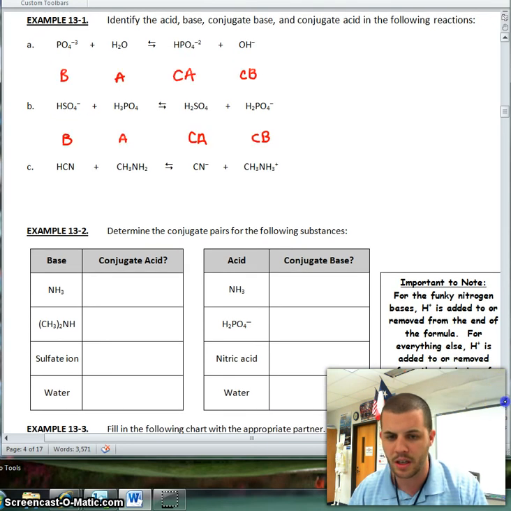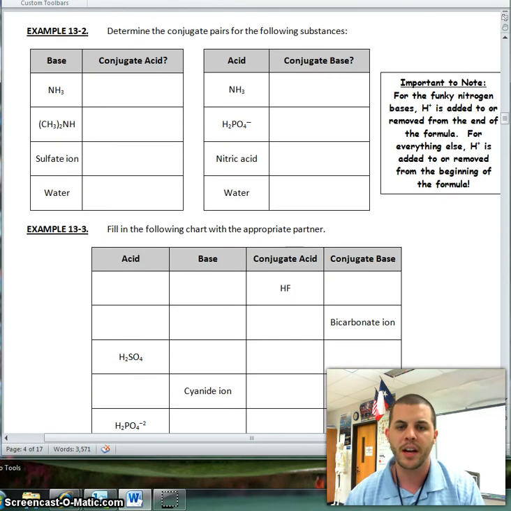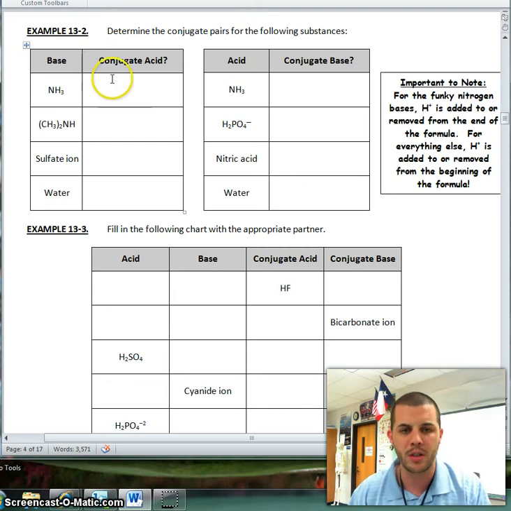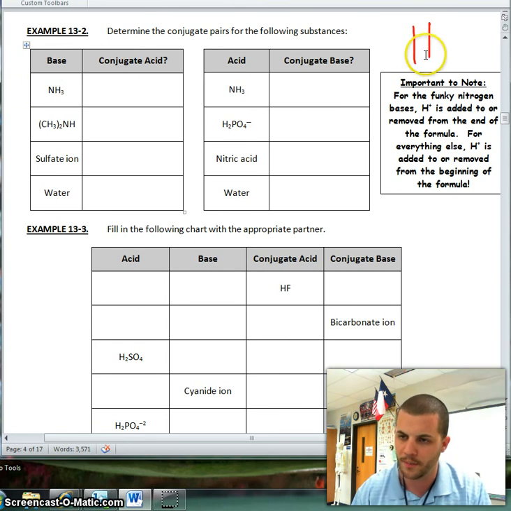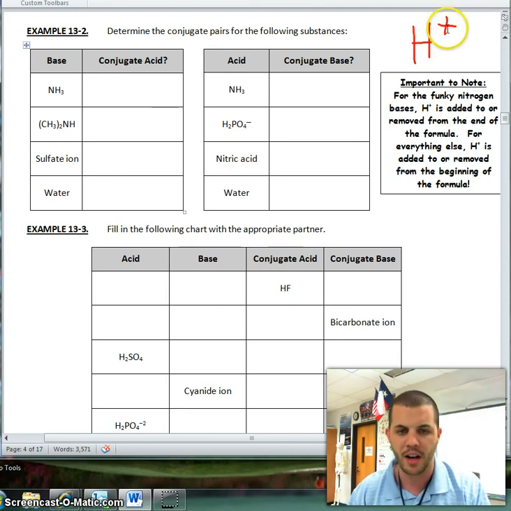When I take a look at this next example, it wants me to determine the conjugate acid for the following bases. Remember, bases are going to gain a proton. So if NH3 gains a proton, remember, I'm going to draw a proton over here. Is that it? No, it is H plus. I'm not only gaining an H, I'm also gaining a positive charge. So for NH3, when I gain a proton, it goes from 3 to 4, and I also gain a positive charge.